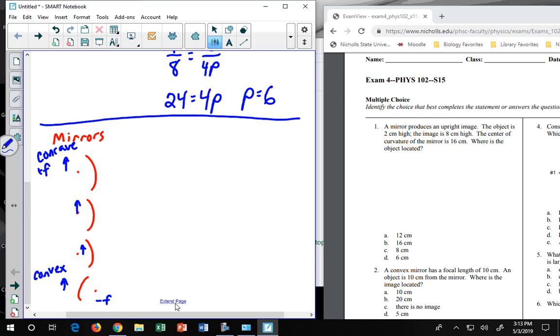This one creates an image that is, let's see, I'll do the images in red. There's my image there. This one has no image. And here's my image here. And there's my image there. Okay? This first one is the only one that produces a real image, and it's inverted. It may be bigger or smaller, or it may even be the same size as the object. The second one produces no image.